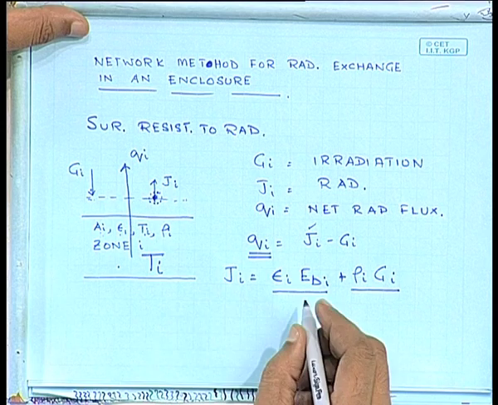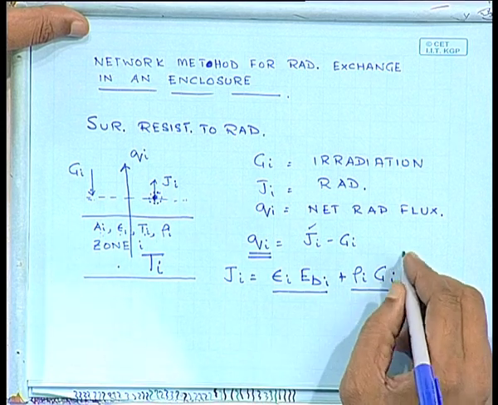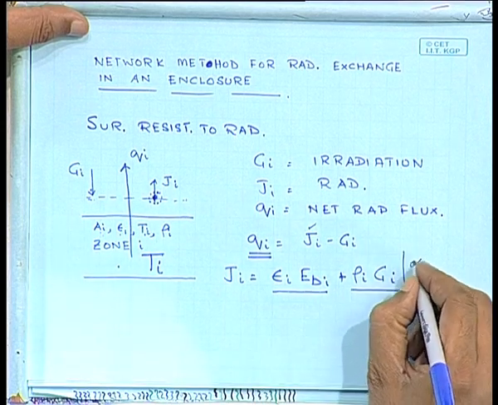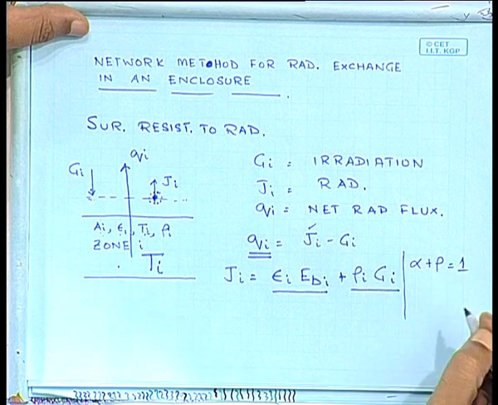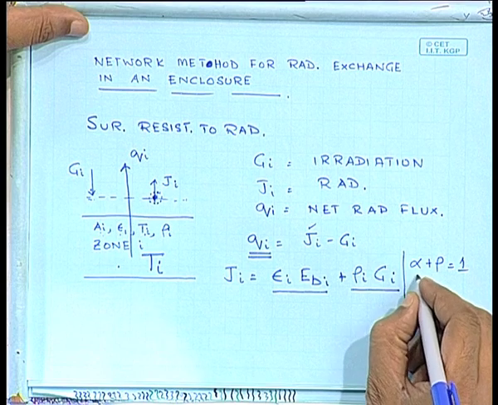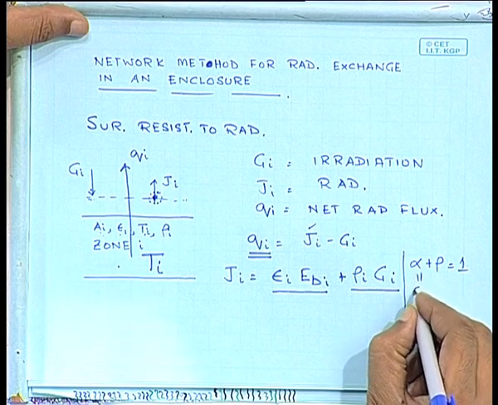And since it's an opaque object, alpha plus rho would be equal to 1, transmittivity is equal to 0, and since it's gray, alpha is going to be equal to epsilon.